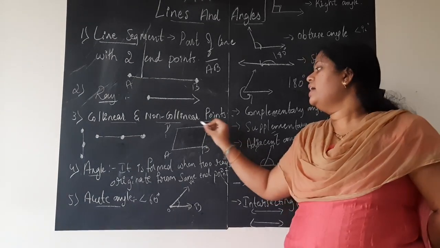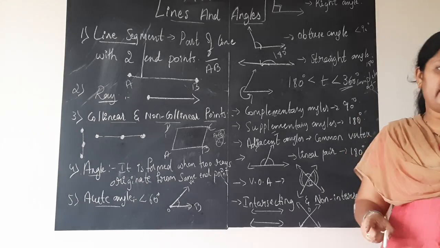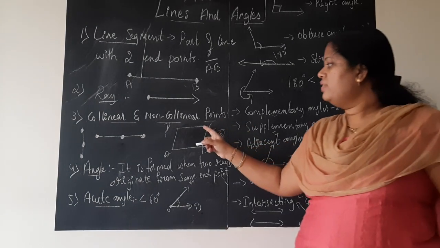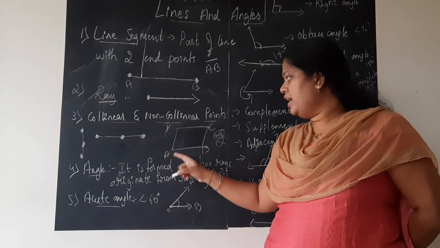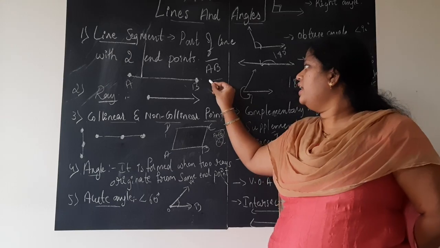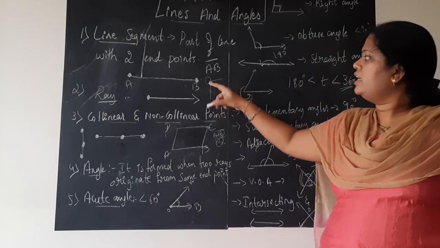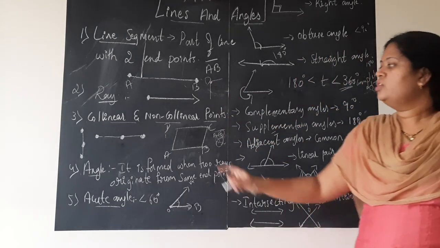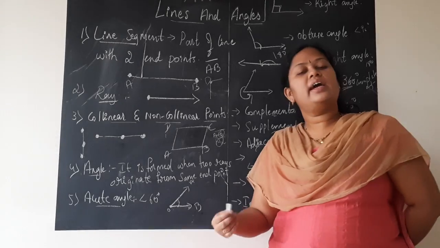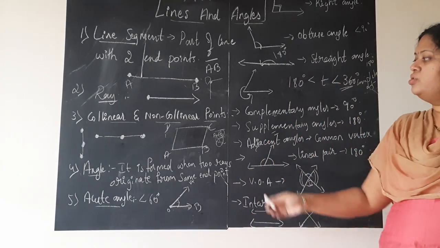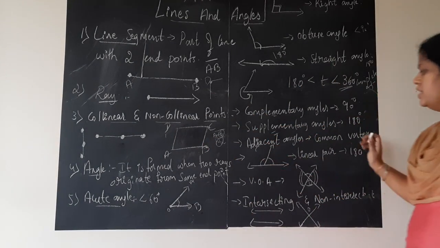So BC and CD are adjacent sides. Now I will consider CD and DA. They have one vertex in common, that is D. So CD and DA are adjacent sides. So this is how you represent the adjacent sides.